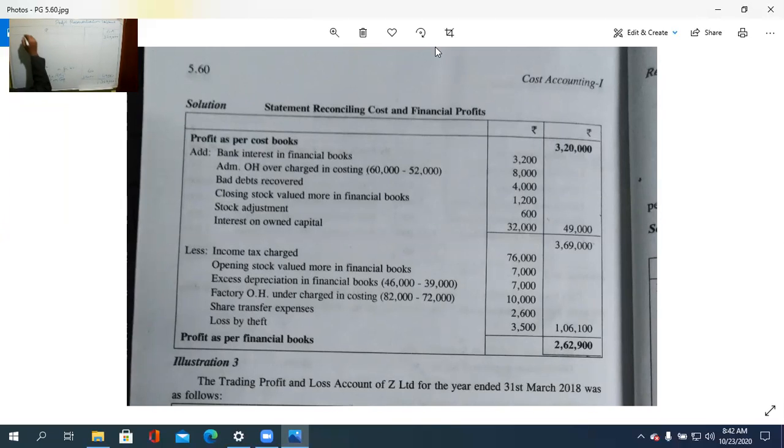Here, less income tax charged. Income tax charged is 76,000. Okay. Then opening stock valued more in financial books.